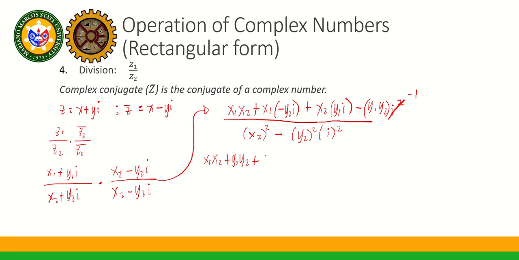Tapos, this will be equal to x sub 1 x sub 2. This will be equal to x sub 2 y sub 1 minus x sub 1 y sub 2. This one, oh. Kasi naging positive yung answer natin dito. Pwede namang negative dito, tapos maging negative yung operation pa rin dito. Okay?